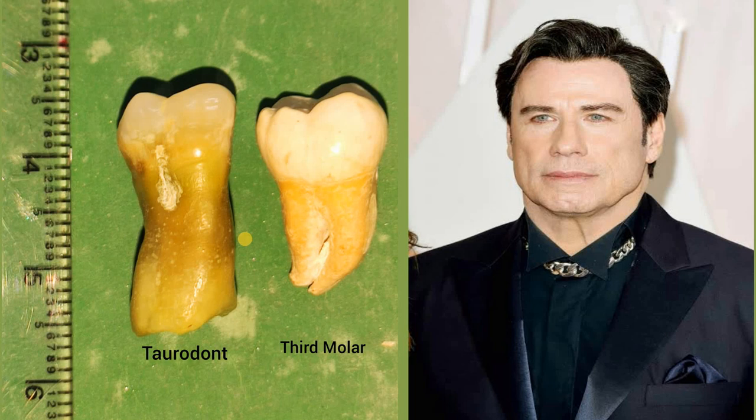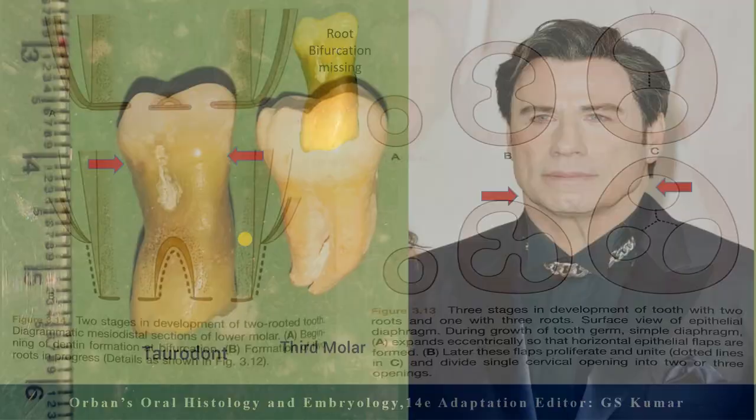The characteristic feature can be seen in my favorite actor John Travolta. Have a look at his neck. It is very wide with no constriction. He has probably worked out so much that his sternocleidomastoid has removed the constriction at the neck. And if you see the tooth here, the constriction at the neck is lost. That's exactly what happens in a taurodont.